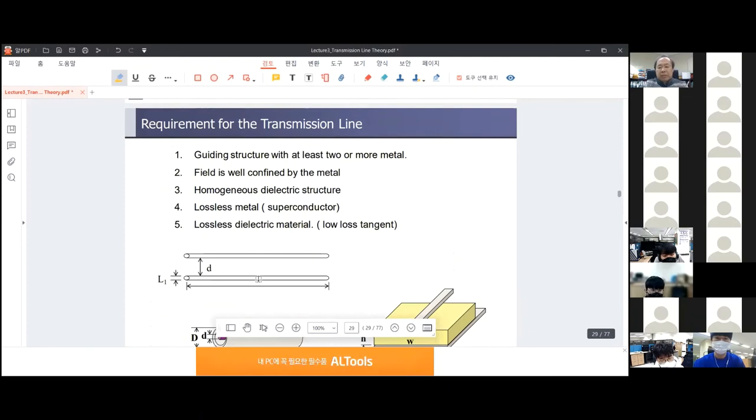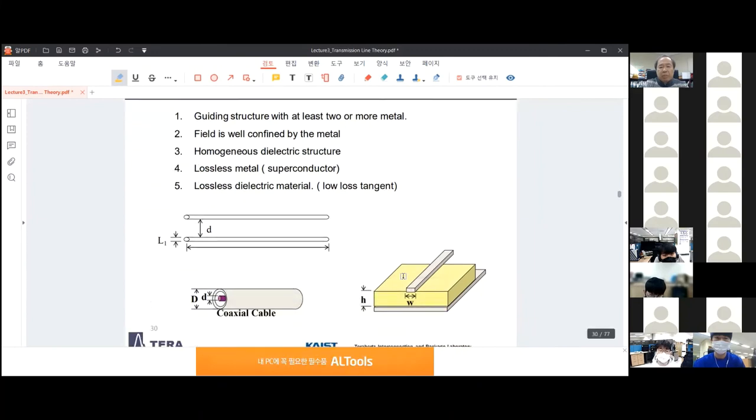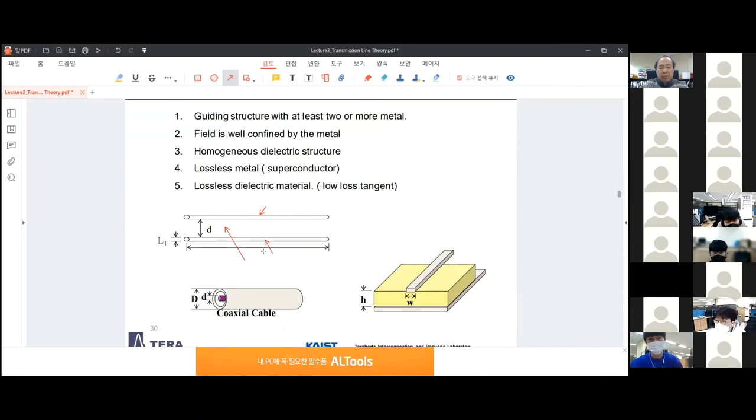And I would like to spend one more minute. Then what is the transmission line? A transmission line has a certain shape. And sometimes we can use the two-wire type. We just have two wires. One is the signal line, the other one is the ground line.